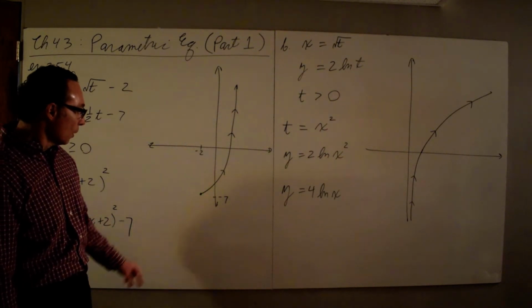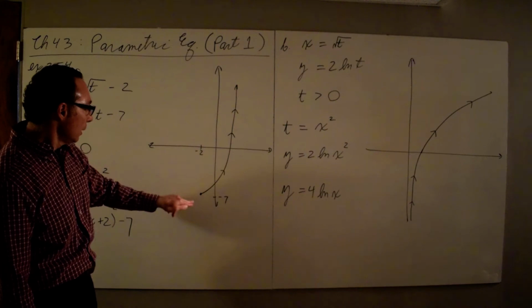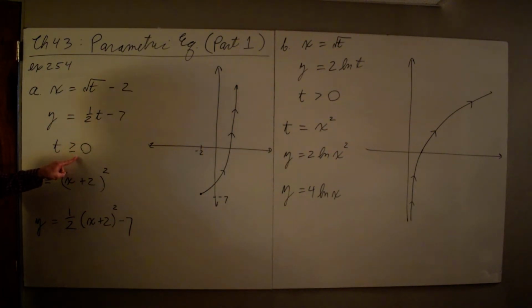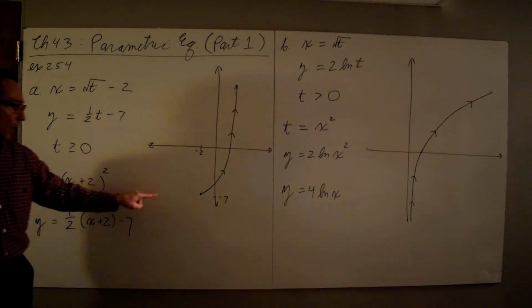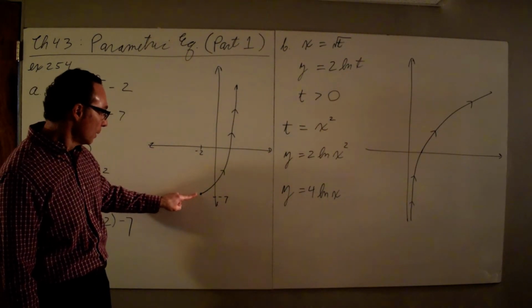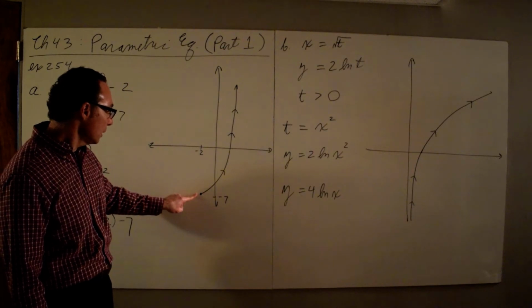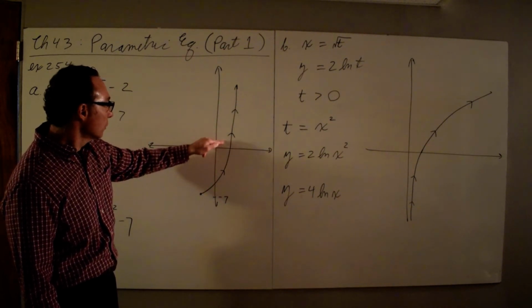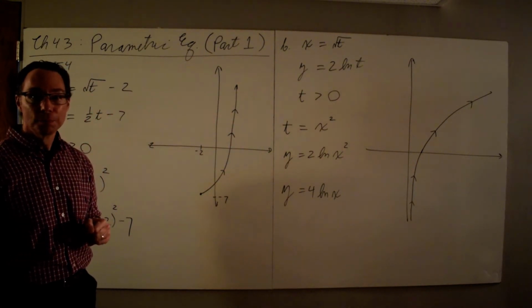And so we sketch the parabola, at least the part that corresponds to t being greater than or equal to 0. And so we have a starting point right here, and in the order of increasing t, our x and our y increase. So that's why we have the arrows going in this direction.